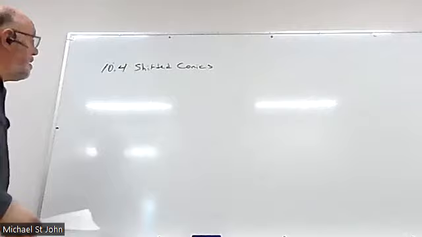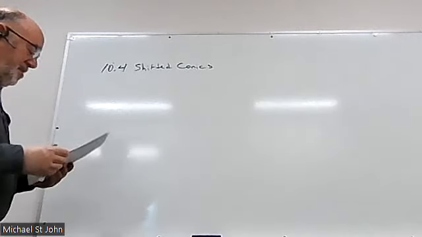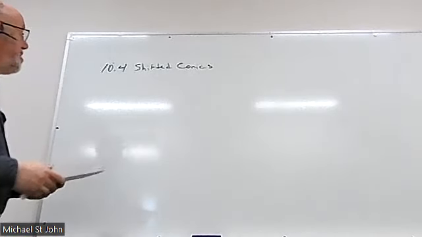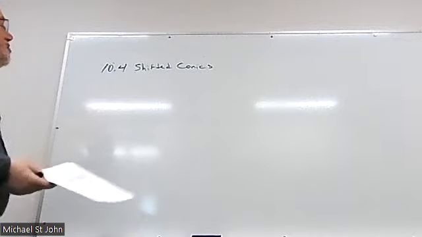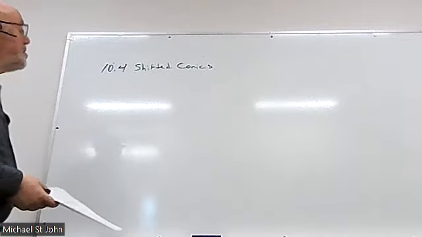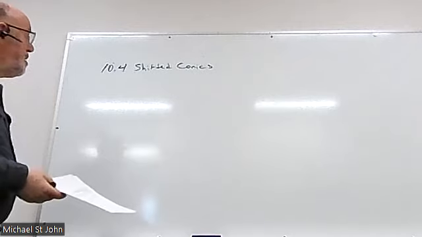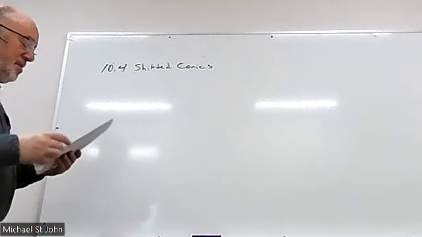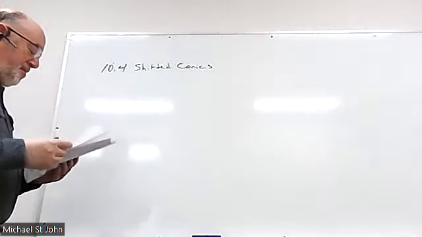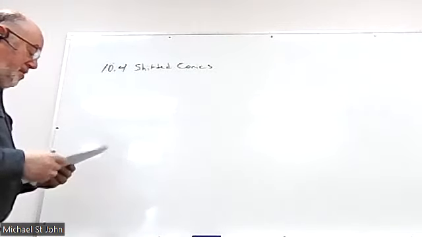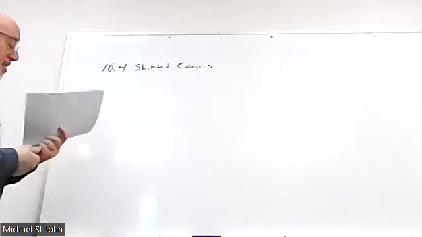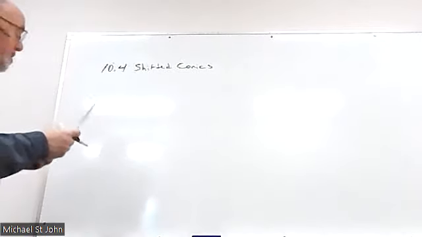So this will be the last section, section 10.4, which is on shifted conics. We're still doing parabolas, hyperbolas, and ellipses, except now they're not going to be centered about the origin. Right? So let's look at some examples here.